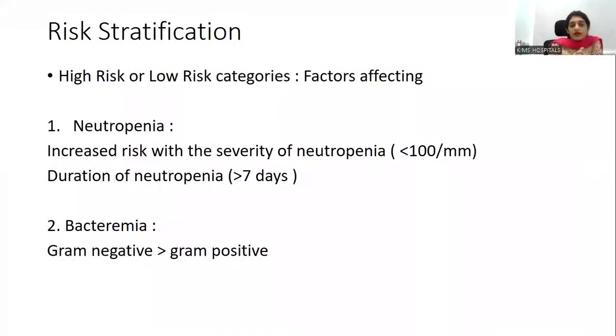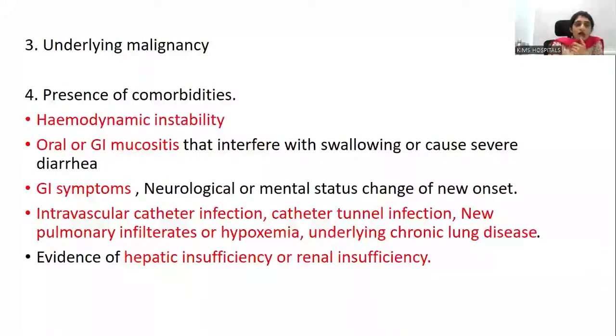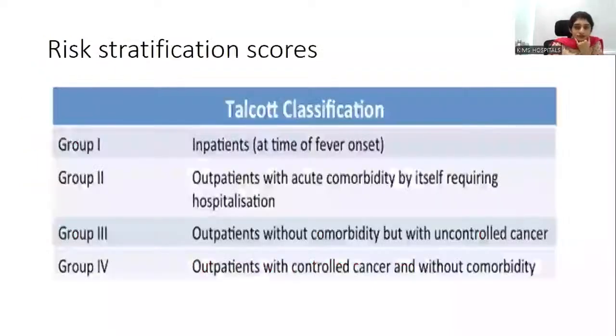So the stratification, high-risk or low-risk categories, factors affecting neutropenia: increased risk with severity of neutropenia less than 100, duration of neutropenia more than 7 days, bacteremia, gram-negative is more profound and more seen compared to gram-positive. Underlying malignancies, any presence of comorbidities like hemodynamic instability, oral or GI mucositis, GI symptoms, neurological or mental status, intravascular catheter infection, new pulmonary infiltrates, underlying chronic lung disease, and evidence of hepatic insufficiency or renal insufficiency.